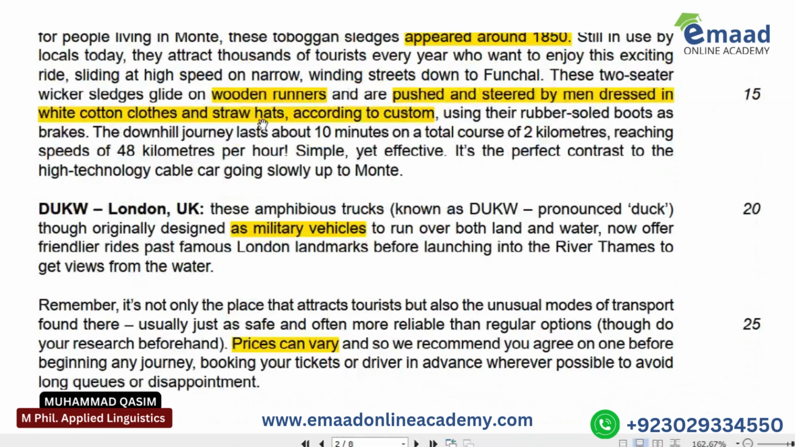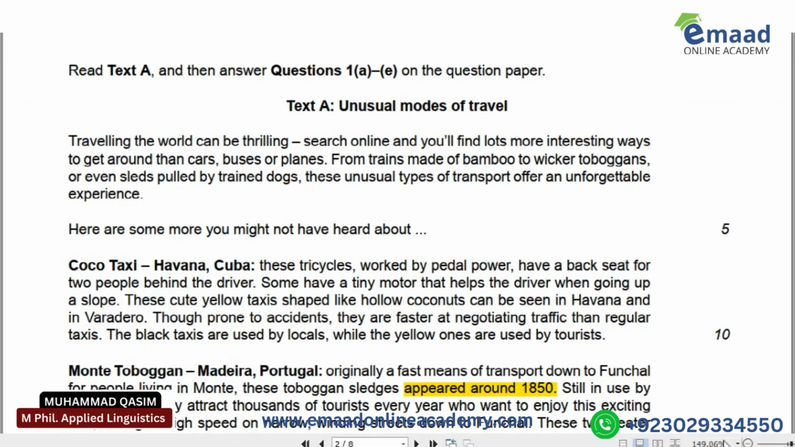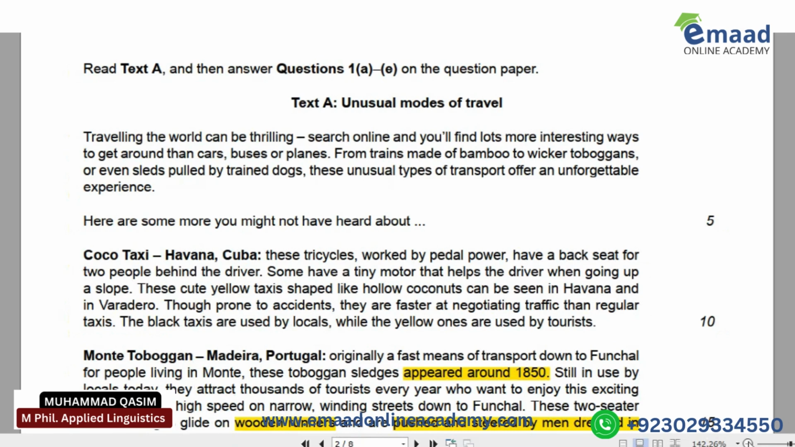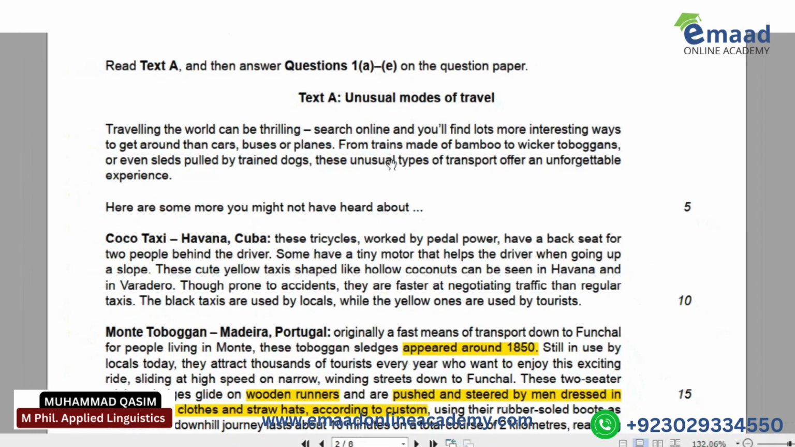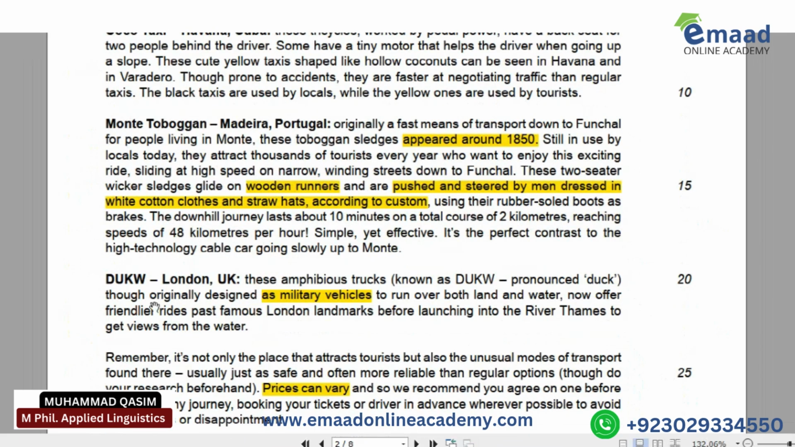So here is reading text A. It's all about some unusual modes of traveling. Unusual modes of traveling are those that people normally don't use in real life. It's very rare that you use these types of modes of traveling. If you read this complete text, you'll find the Coco taxi in Havana, Cuba, the Monte toboggan in Madeira, Portugal, and you will also need to see the images of these types of vehicles. The DUKW in London, UK, has a military background.